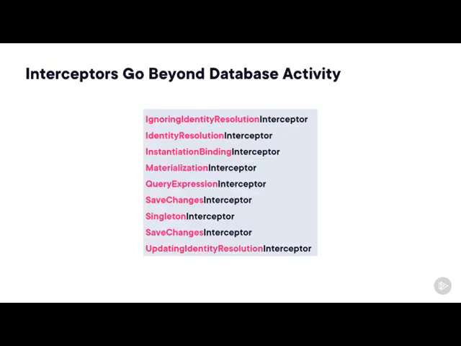EF Core 7 brought us a slew of new interceptors. Here's a list of those, and one that I want to call out is the materialization interceptor. If you've been using EF Core since the old days of Entity Framework, you might remember the ability to tap into the pipeline when an object was materialized as a result of a query. It was really nice to see this very useful capability return to EF Core.